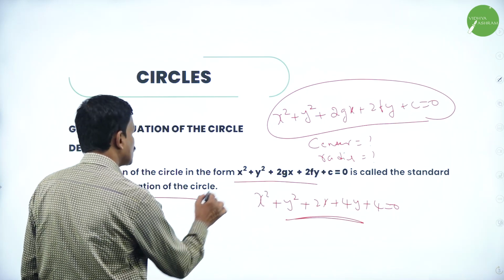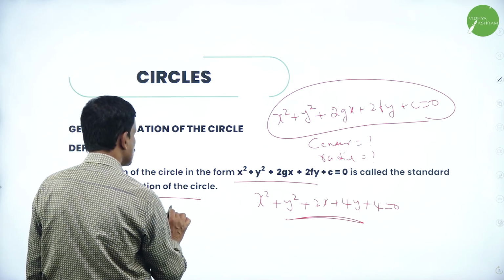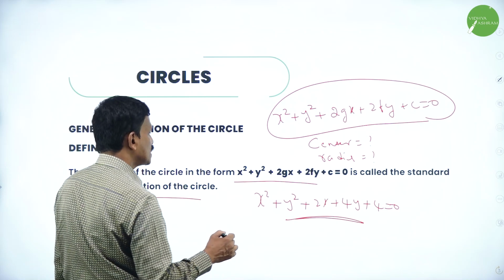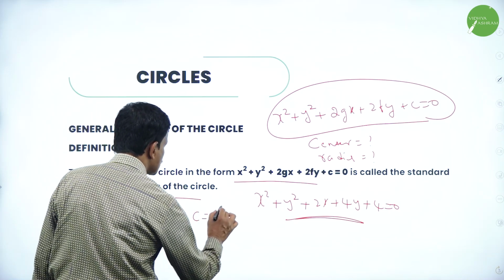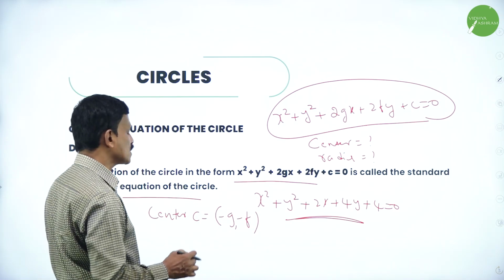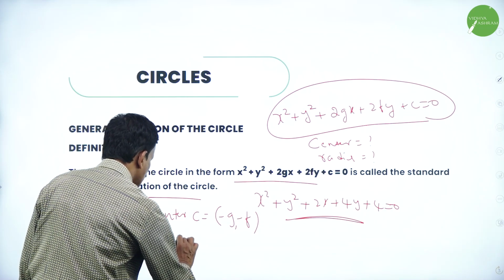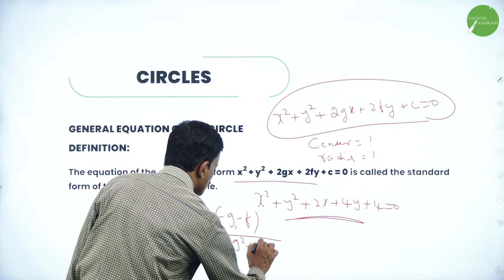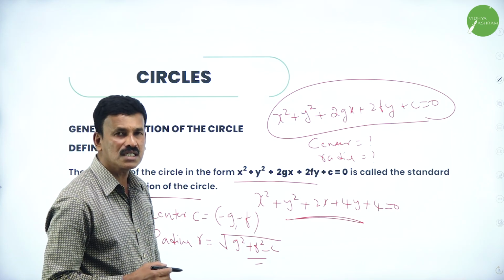Now what is the center of the circle? Here, just equate the coefficients of x and y, that is 2g and 2f are the coefficients of x and y. Therefore the center of the circle is given by center C is equal to (minus g, minus f). The center of the circle is (minus g, minus f), and the radius of the circle r is equal to root of g square plus f square minus c. So this is how we are going to find the radius and center of the circle.